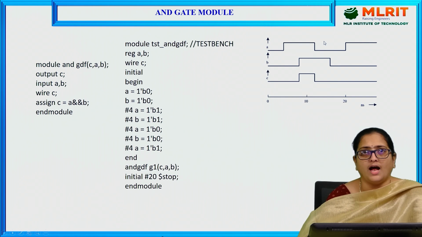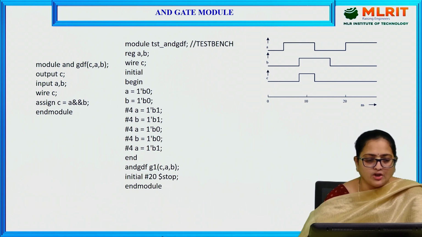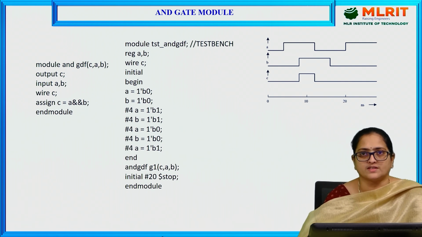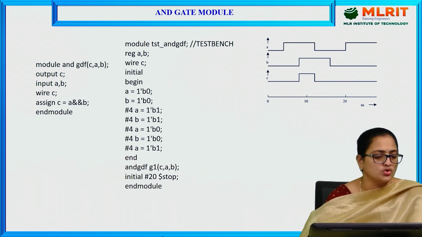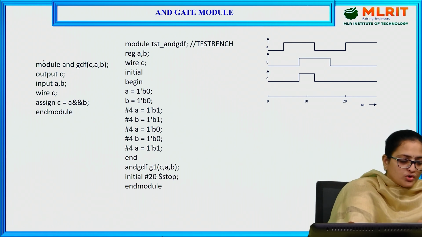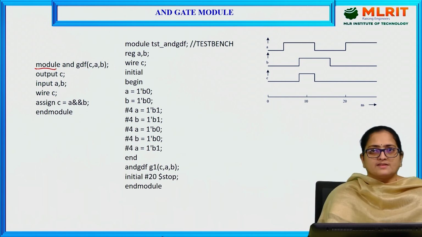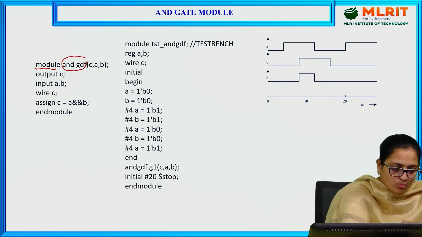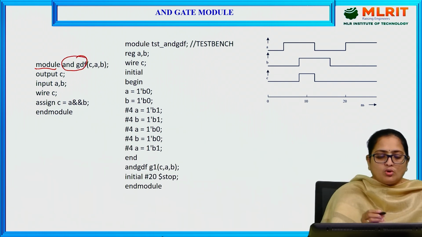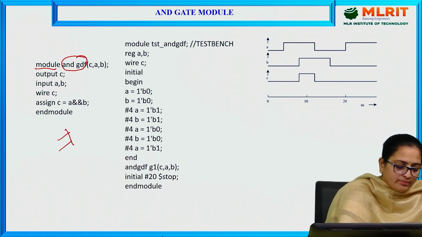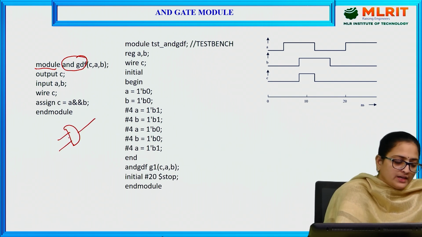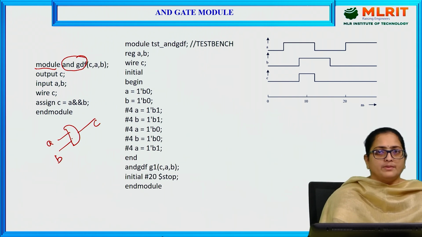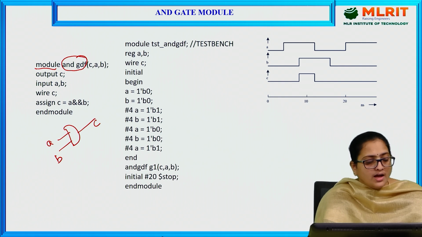A simple AND gate module. In Verilog code, the structure starts with the keyword module. Module represents the starting of the code, and GDF is the module name. So, this is an AND operation. C, A, B are the ports to an AND gate.